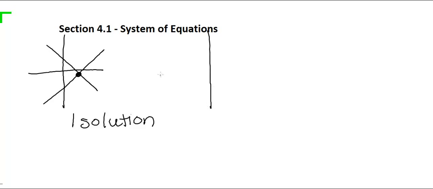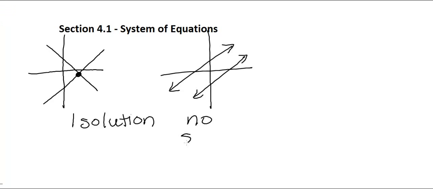One case is what happens if our 2 lines are parallel. If our 2 lines are parallel, then there is not going to be any solution because there's no point where the 2 lines intersect. So there's going to be no solution in this case.